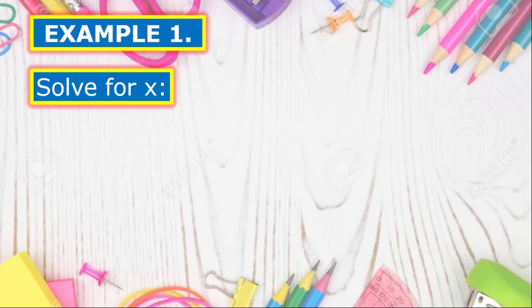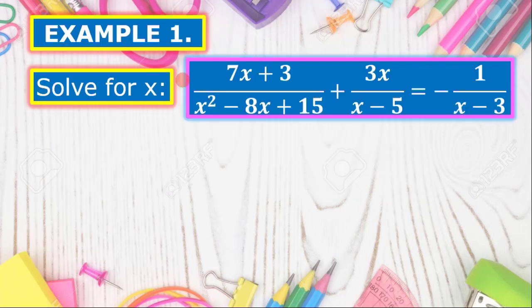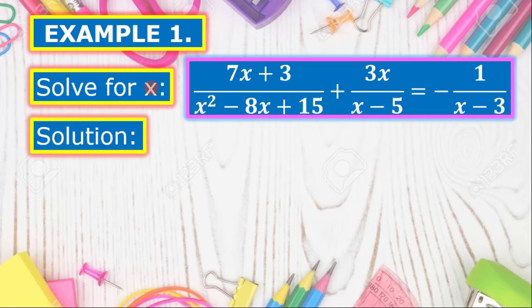For example number 1, solve for x. We have (7x + 3) over (x squared minus 8x plus 15), plus 3x over (x minus 5), equals negative 1 over (x minus 3). This involves rational expressions in fractional form. So we have to solve for x.